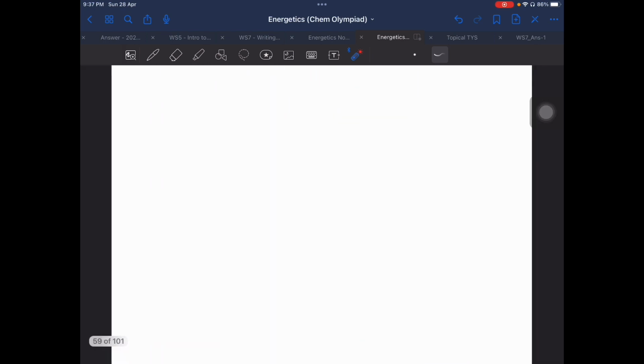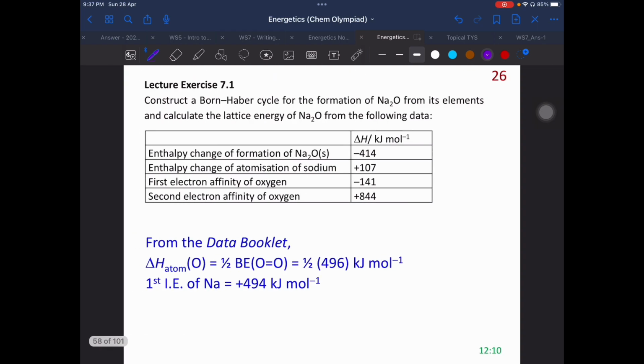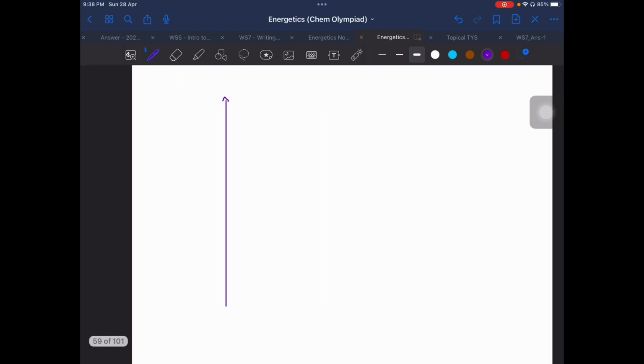So I'm going to use an energy level diagram first, right? So remember about the elevator going up and down, so we understand what's going on. We know that in this question here, they want us to form Na2O from its elements, and then we want to know what's the lattice energy of Na2O. They did give us some values over here, so I'm going to use all these values to help us with our calculation, right? So we know that the enthalpy change of formation is -414.